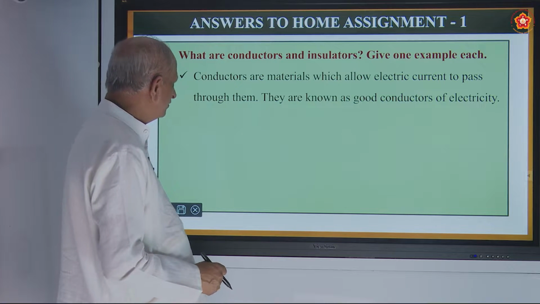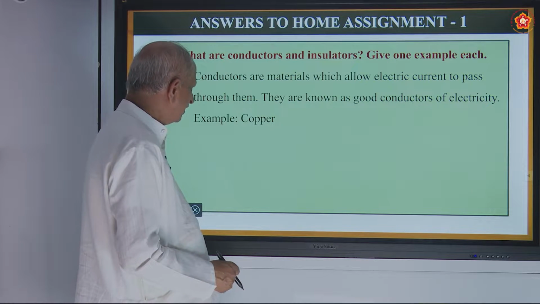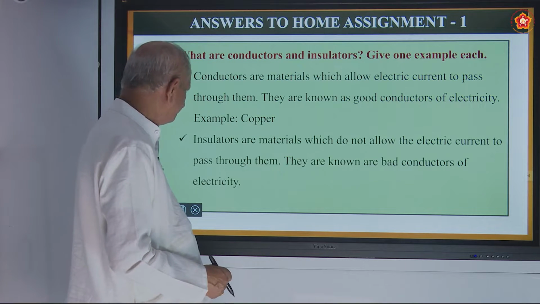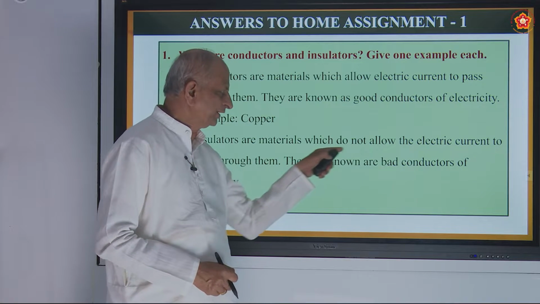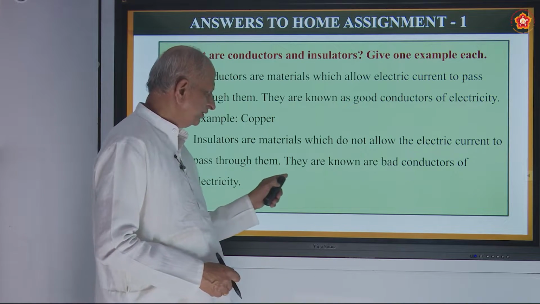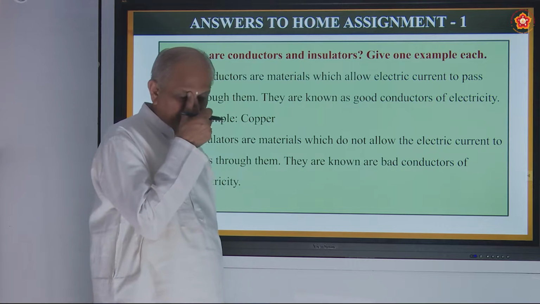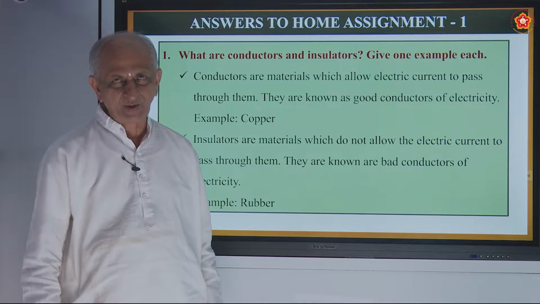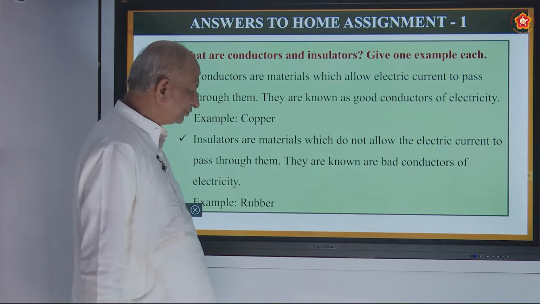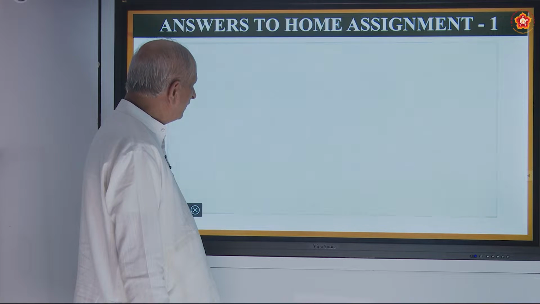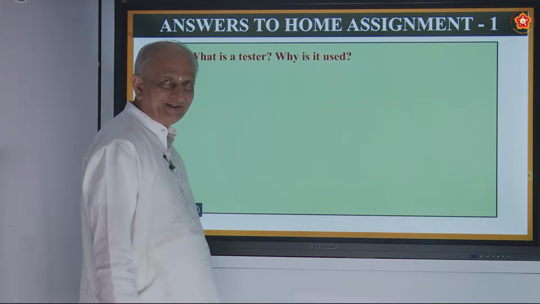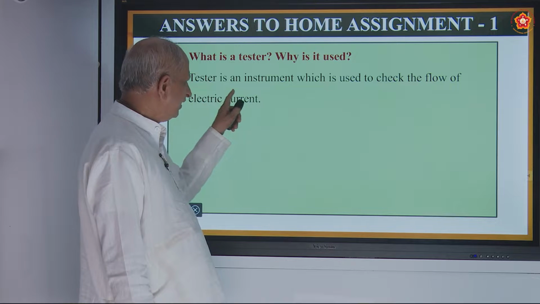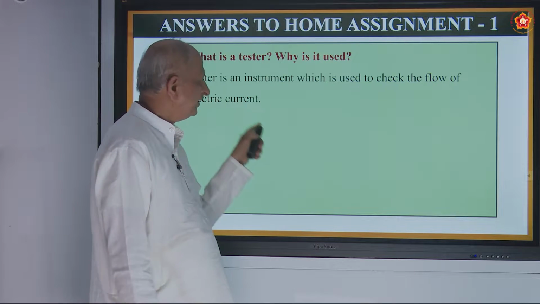Okay. So, example, copper is a good conductor. Aluminum also. Gold also. Silver also. Insulators are materials which do not allow the electric current to pass through them. They are known as bad conductors of electricity. Example, rubber, plastic. However much you try, current will not flow through them. And one more question you have, what is a tester? Why is it used? Tester is an instrument which is used to check the flow of electric current.